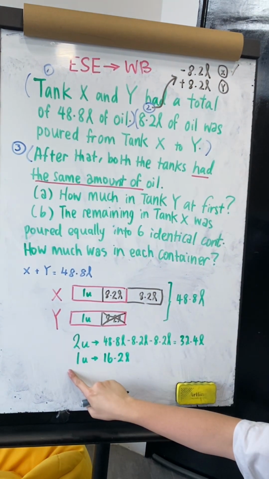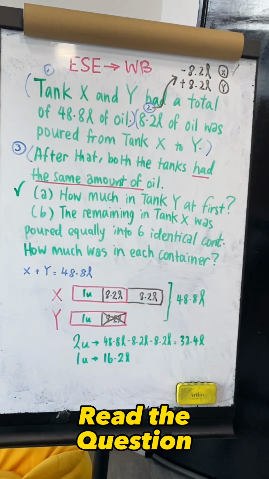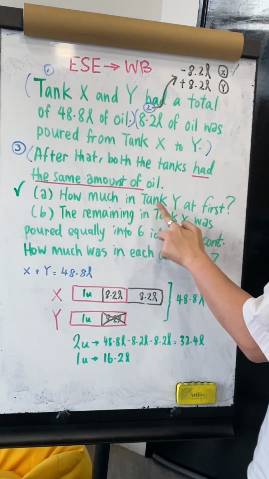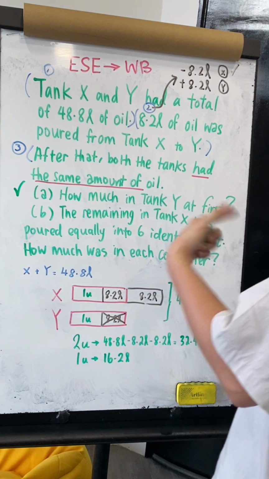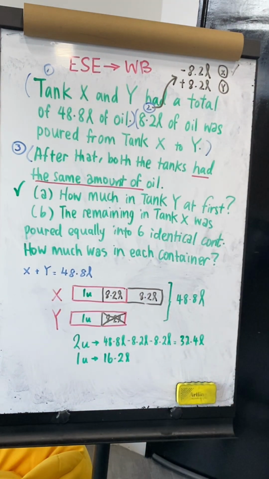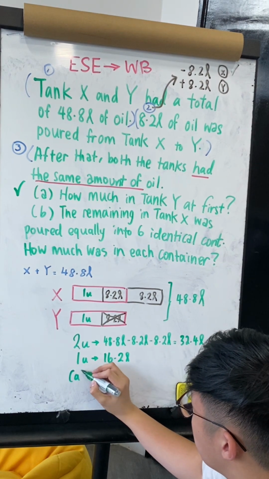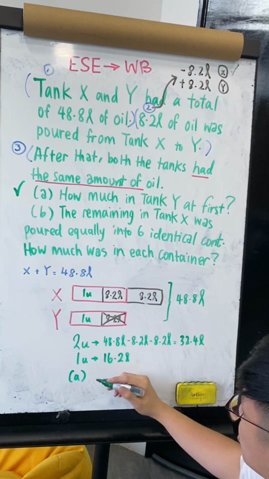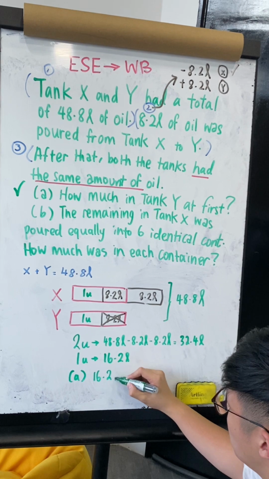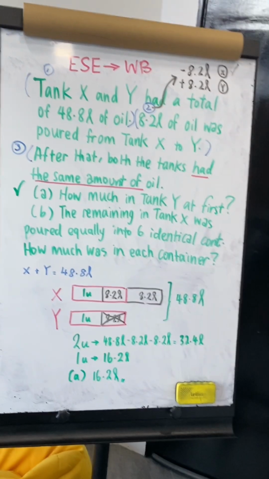Now you can start reading A. In A, it says how much oil in tank Y at first. Now, look at tank Y. What is Y? Very simple, right? Y at first is really just 16.2 liters. Am I making sense here?